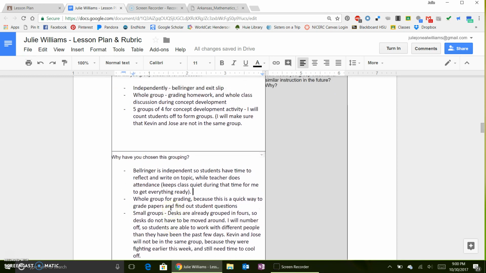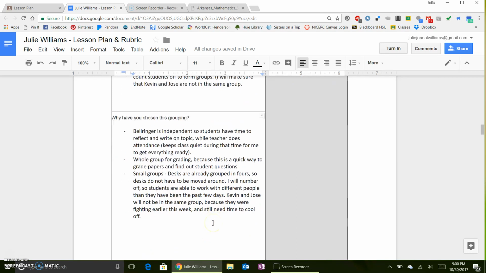Okay, and then I'm going to do whole group for grading because this is a quick way to grade papers and find out student questions, and then I can answer all the questions all at once. And then small groups, I'm putting them in groups of 4 because the desks are already grouped in 4s. That's a great reason. So now I know that I don't have to move groups around. Students are going to have to get up and move around, but we're not going to have to move the desk around. I will number off so students are able to work with different people than they have been for the past few days because maybe they've been working at their group tables.